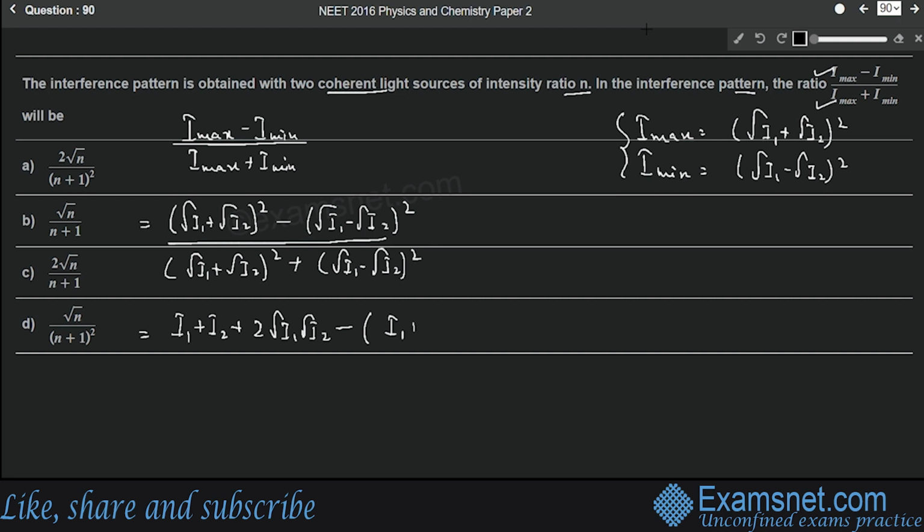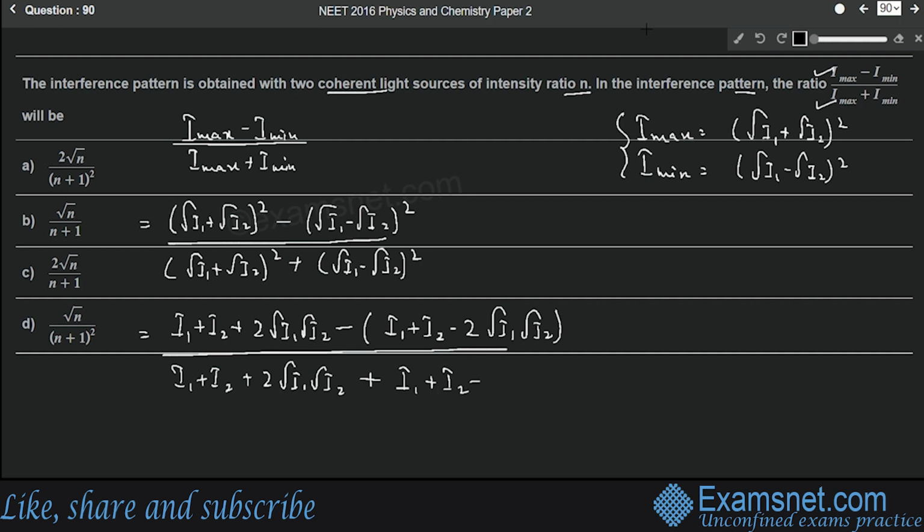So I1 plus I2 minus 2 root I1 root I2, upon, here we have (a plus b) whole square again, so I1 plus I2 plus 2 root I1 root I2, plus (a minus b) whole square, so I1 plus I2 minus 2 root I1 root I2. Here we have not given the bracket because this is a plus sign. If it had been a minus sign, then the value would change. But here no need to change that.